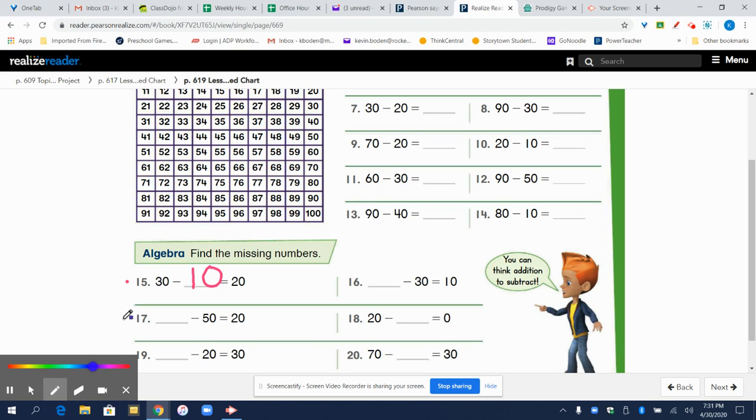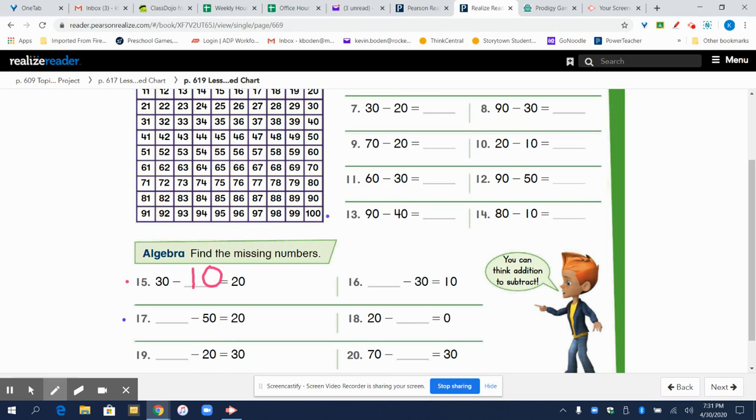So number 17 is the one we're doing next, and it says, these ones are always tricky. Blank, there's a number, take away 50 equals 20. Now, I'm going to show you the answer, but then I'm going to show you another way to get it if you know your fact families. So let's start at a number, probably a big number because we have to take away 50 to get down to 20. So I'm going to start at 100.